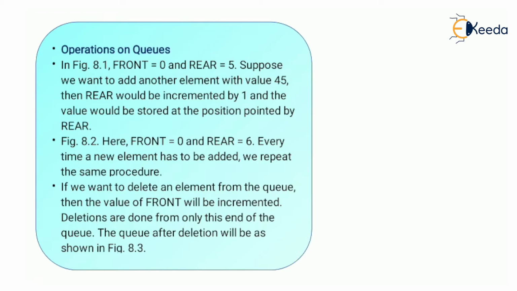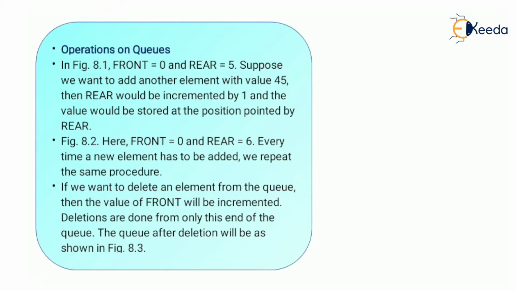Understand? The rear side of the queue, as shown in figure 8.2, is incremented by 1, and the new value is stored at the position pointed to by rear. In figure 8.2, front is equal to 0 and now the value of rear is changed from 5 to 6. Every time a new element has to be added from the rear side, we repeat the same procedure for insertion, inserting the data from the rear end.